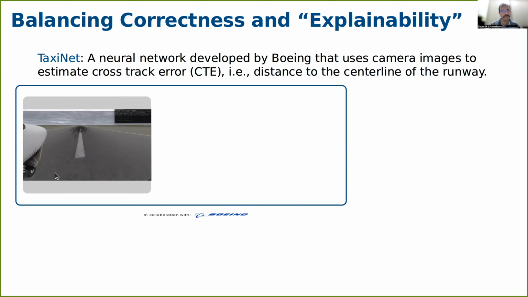And the problem that we're trying to solve is, this is actually a neural network that comes from Boeing, which uses camera images to estimate cross-track error, that is the distance to the center line of the runway, to keep the aircraft as it is taxiing on the runway aligned to the center line. And what we are going to try to do is see if we can understand what this TaxiNet is doing. Actually, we won't really go inside the TaxiNet.